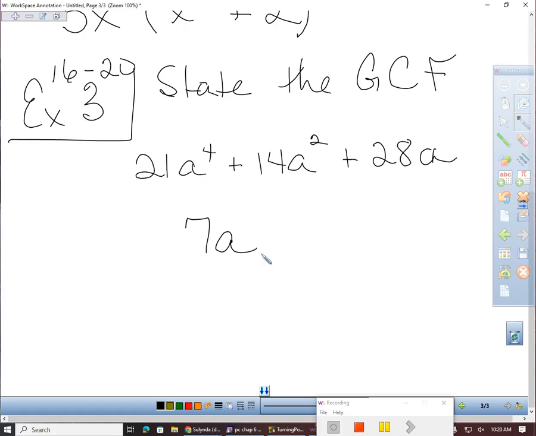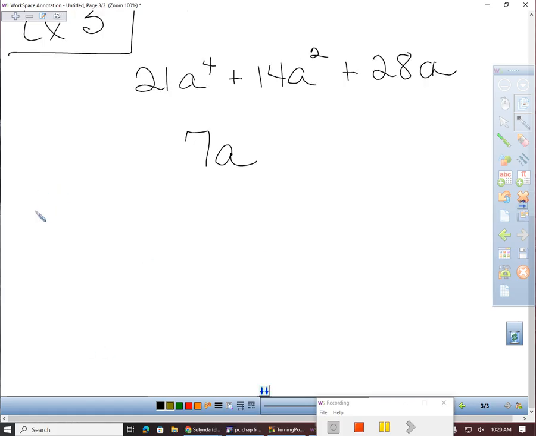All you have to do for those is not do the rest of it, not for those couple of problems. You just got to find the greatest common factor. All right. Example number 4. This is 22 through 26.